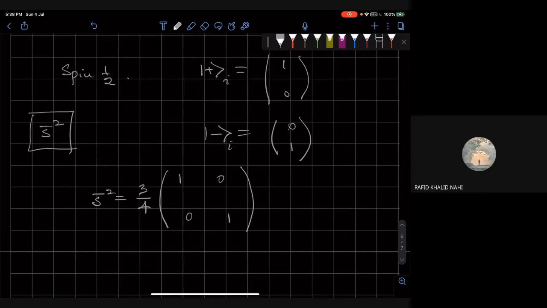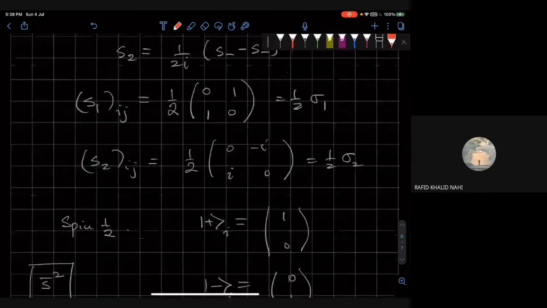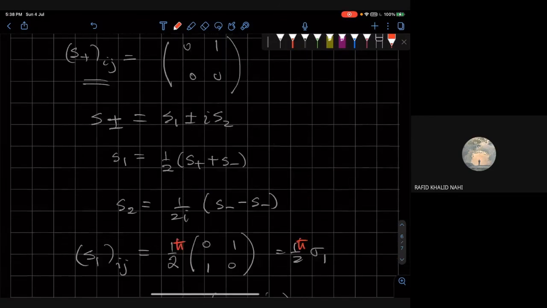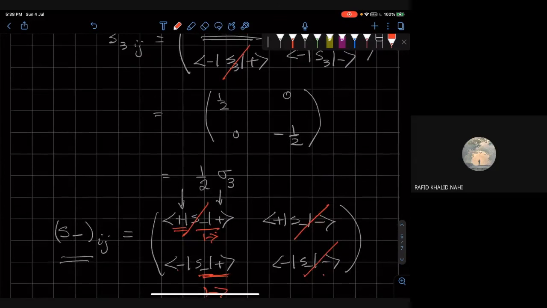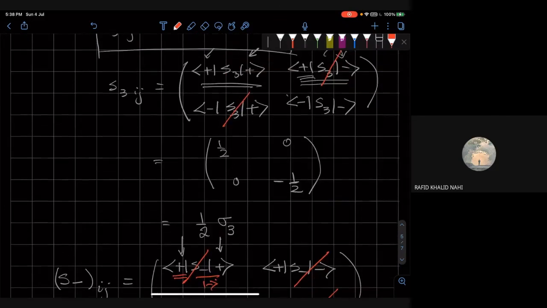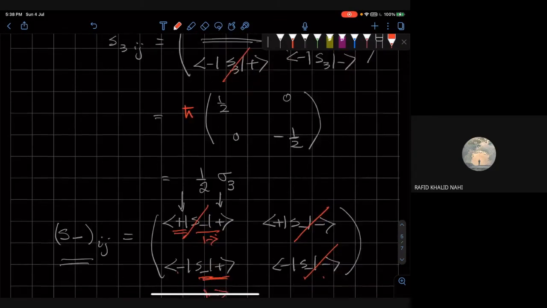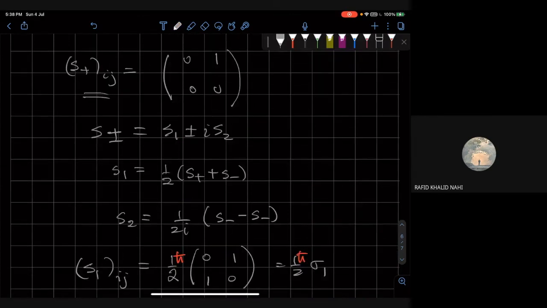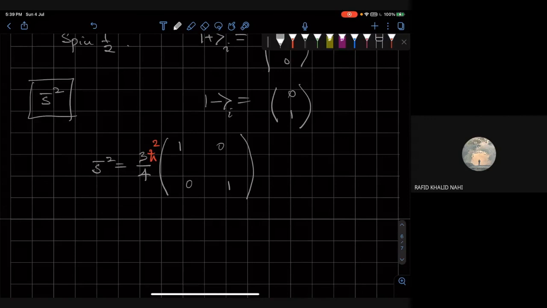Okay. And see, if I were to reinstate the value of h-bar, this would be h-bar squared. Here there would be h-bar, h-bar. All right, good. Any questions?